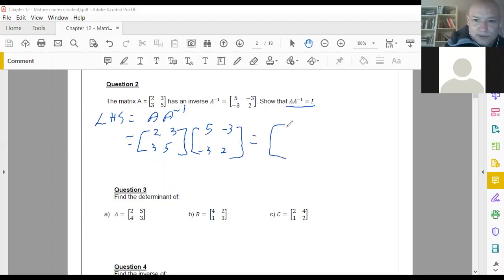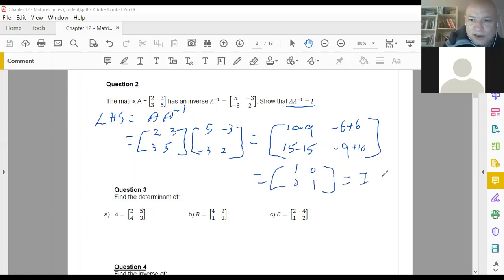Okay, 5 times 2, 10, plus 3 times negative 3 is negative 9, so I'll write it as minus 9. 2 times negative 3, negative 6, plus 3 times 2, 6. Next one, 3 times 5, 15. 5 times negative 3, negative 15. And the last one, 3 times negative 3, negative 9. 5 times 2, 10. When we work that out, we get 1, 0, 0, 1, which equals I as required. So we've proven that the matrix and its inverse, when we times them together, give us the identity matrix.